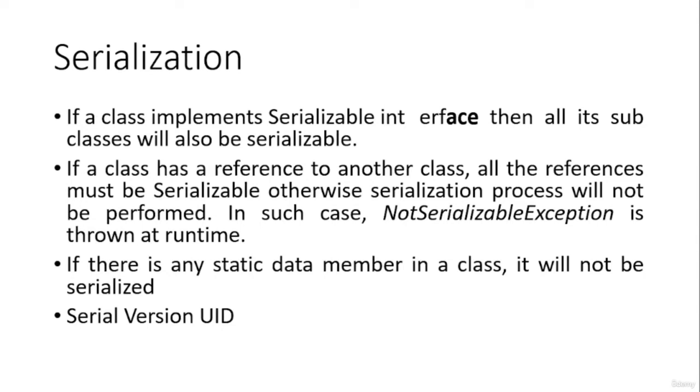Now let us see more about serialization. In case of inheritance, if a class implements the Serializable interface, then its child classes will also be serializable. In case of reference variables, if a class has a reference to another class in its object, then the referenced class must be serializable. In case of arrays and collections, all the objects inside should be serializable in order to complete the serialization process.